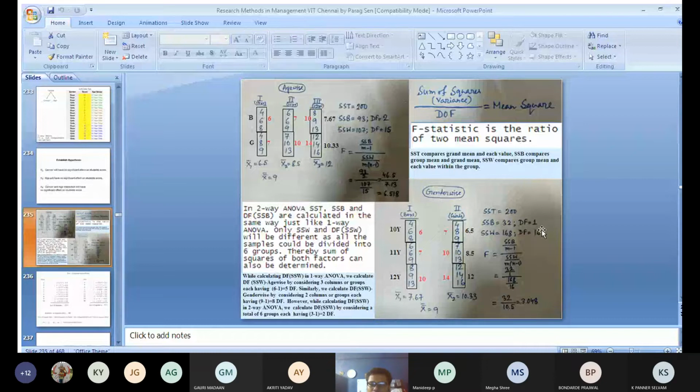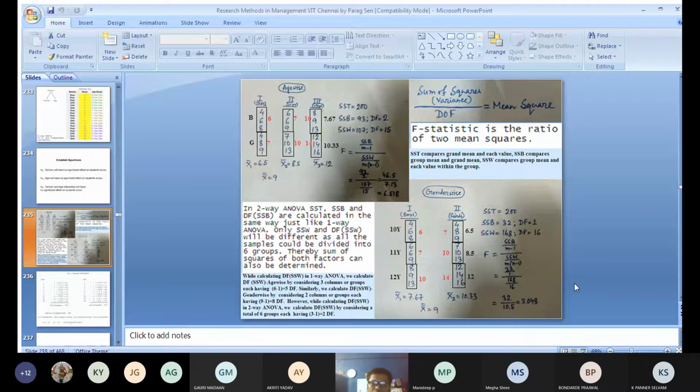Then again you will calculate the F value. Based on the F value, the software will generate the P value, and you will compare it with your significance level and take your decision whether to reject your null hypothesis or retain your null hypothesis. So this is the case of one-way ANOVA.